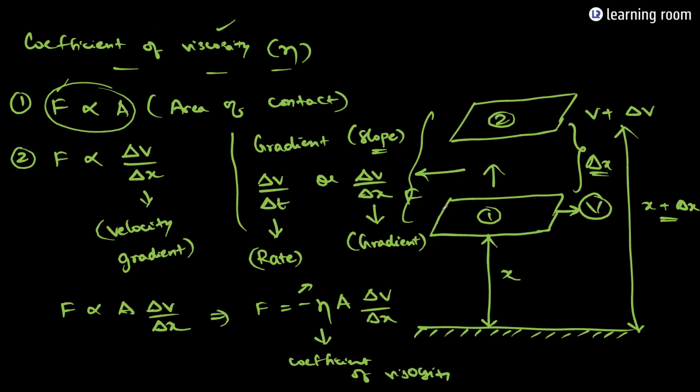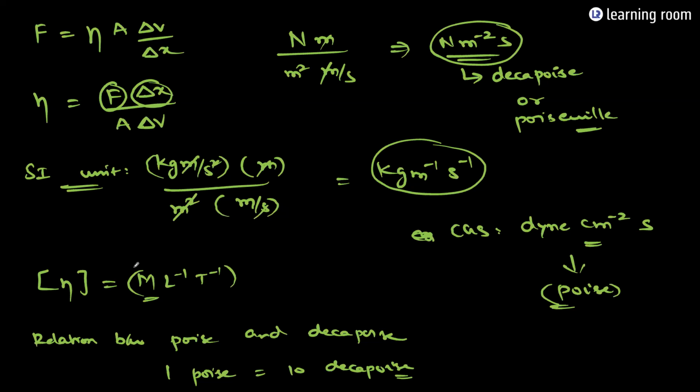Then we observed that there is a frictional force acting exactly in the opposite direction. And how is this frictional force with respect to delta V and delta X? It is directly proportional to delta V divided by delta X. Delta V by delta X is a single parameter, which is given the name velocity gradient. Now, if you combine this and this, you get a new expression in terms of proportionality. Then you remove the proportionality and you get a constant, and that constant is given the name coefficient of viscosity.